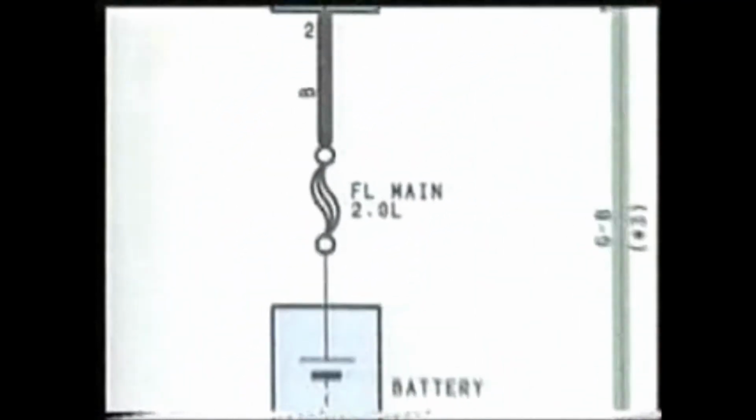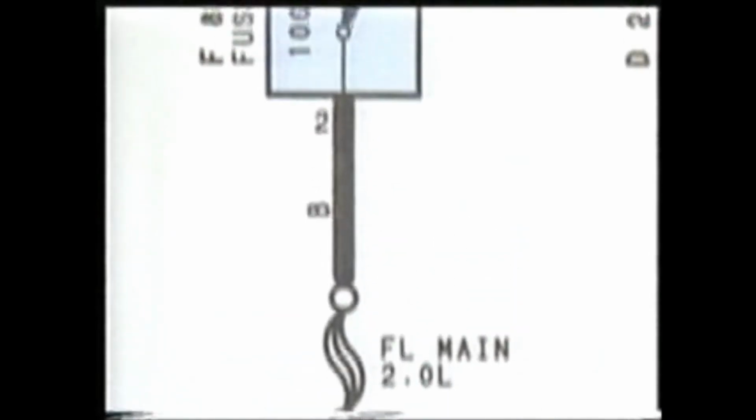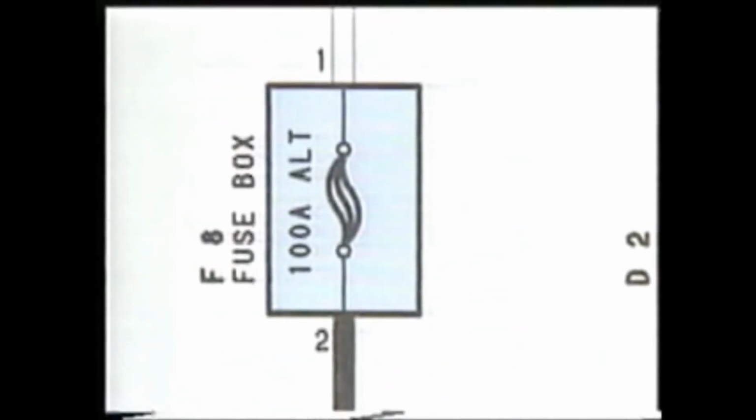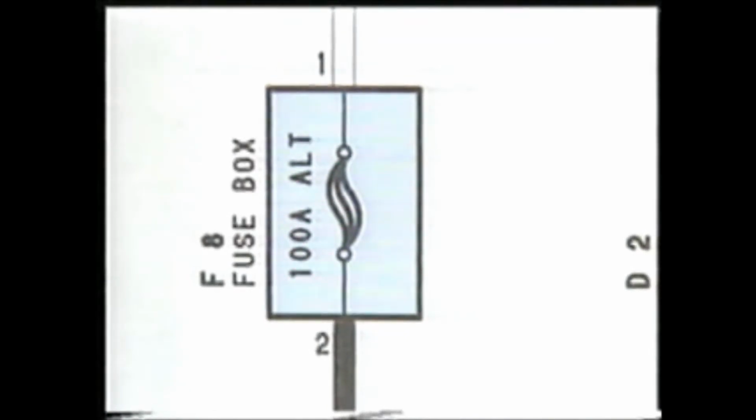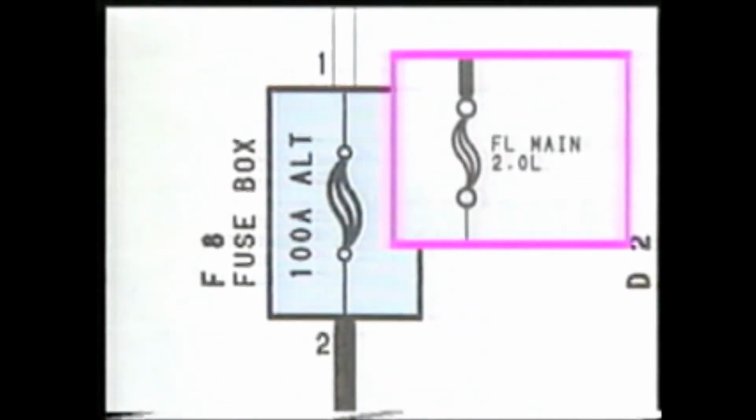For example, this is the inline fusible link that you saw before. This is also a fusible link. It is always shown inside a blue box. This type differs from the previous type because it is inserted in a case. 100 amps indicates the capacity and corresponds to the 2.0 type that we looked at before.